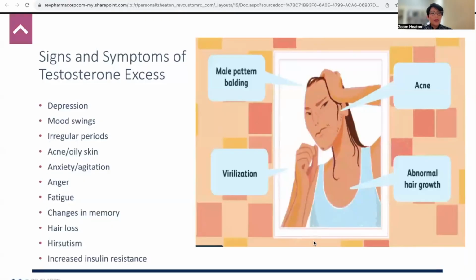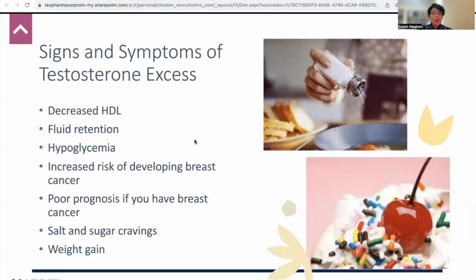And signs and symptoms of testosterone excess, too much, will create depression. So notice some of these signs and symptoms overlap between testosterone deficiency and testosterone excess. You've got depression, mood swings, irregular periods, acne, oily skin, anxiety and agitation, anger, fatigue, changes in memory, hair loss, hirsutism, increased insulin resistance. And because there is an imbalance here, we get these signs and symptoms between low and high testosterone. And some more signs and symptoms.